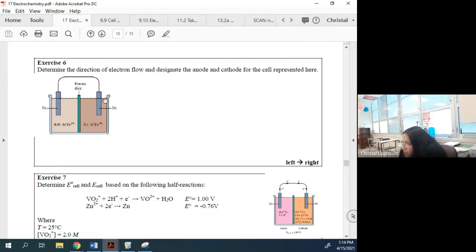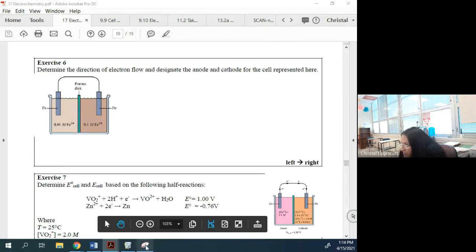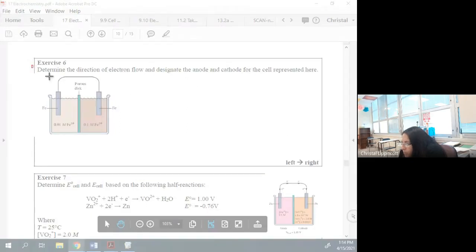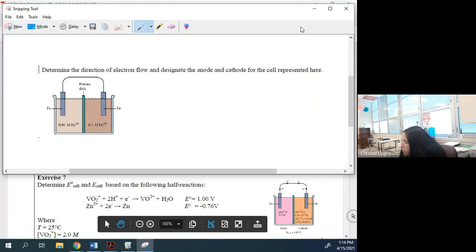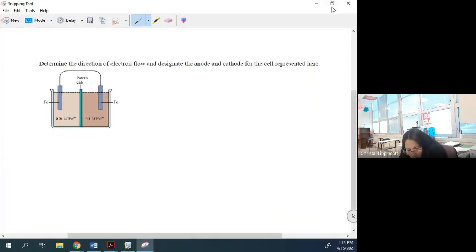All right, so notice that, let me get this snipped so I can work with it. We need to figure out what is our cathode and what is our anode. So we can look at our potentials. Yeah, this is 0.01 and this is 0.1. Okay, so our cathode is this side here, and this is going to be our anode.